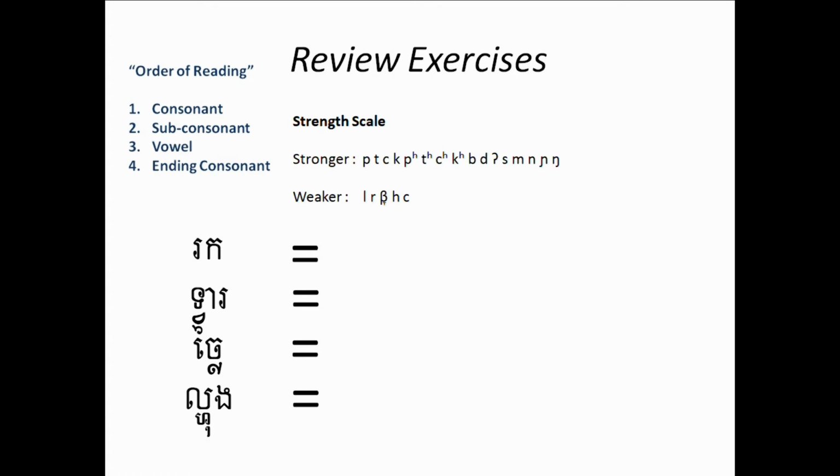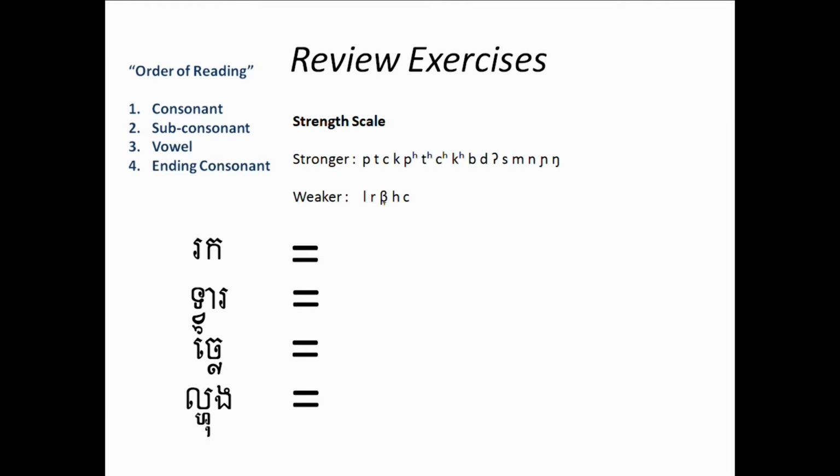Alright, review exercises. Here we go. There they are. So we can see on the top left how we read each word. As always, the consonant comes first. The consonant will determine the vowel sound, which comes after. We also add another part here, subconsonants, from lesson 1, and then last we'll consider the ending consonant sound.